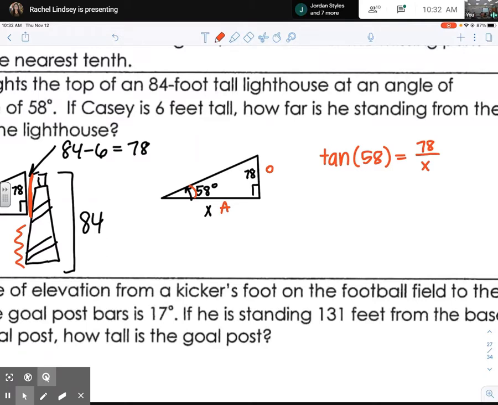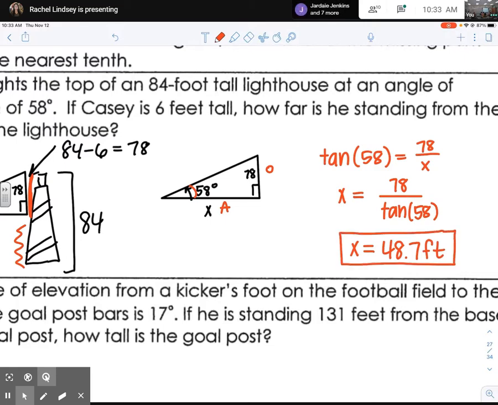I promise you they're not all as bad as what that one might seem like. I just had a really hard time explaining that. But now switch the place of the x and the tangent. So I have 78 over tangent 58, which is 48.7 feet. That's how far Casey is standing from the lighthouse.